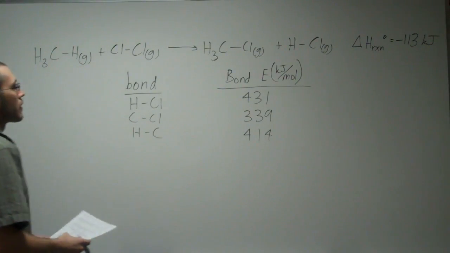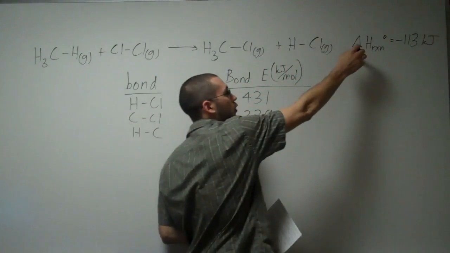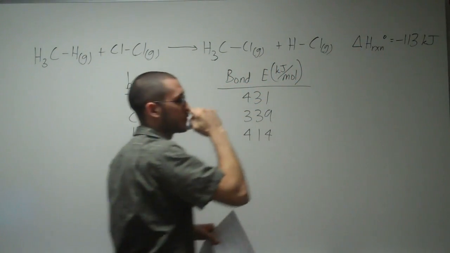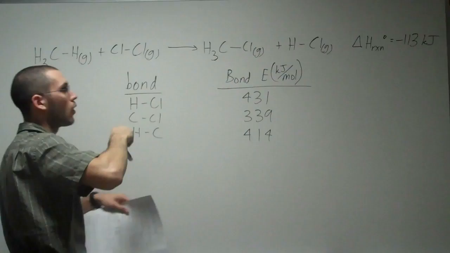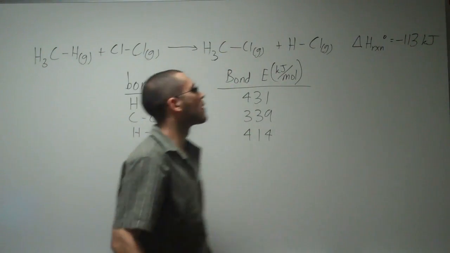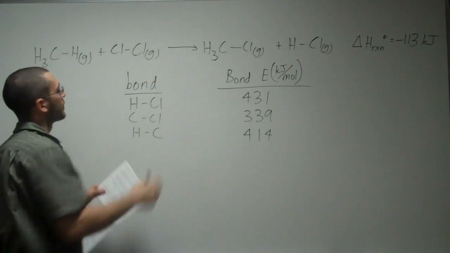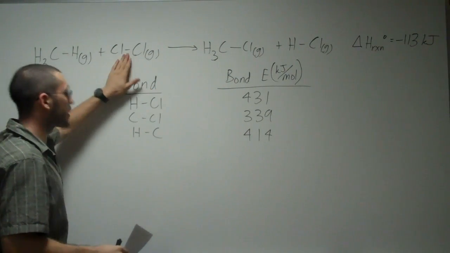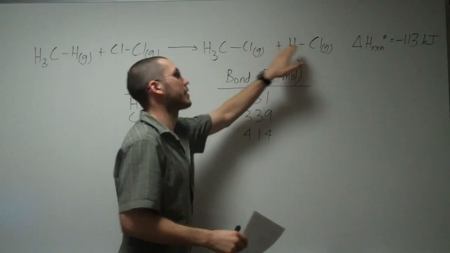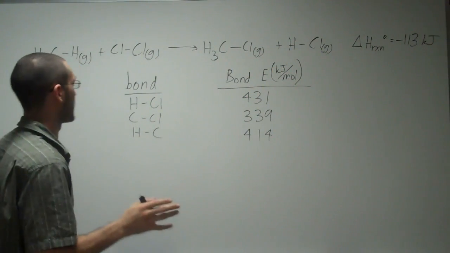So, we're given an enthalpy of reaction, a delta H of reaction. This tells me the overall amount of energy that's released, because it's negative. It tells me the overall energy that's released after considering how much energy it took to break these bonds and how much energy it took to make these bonds. That was pretty important, what I just said.